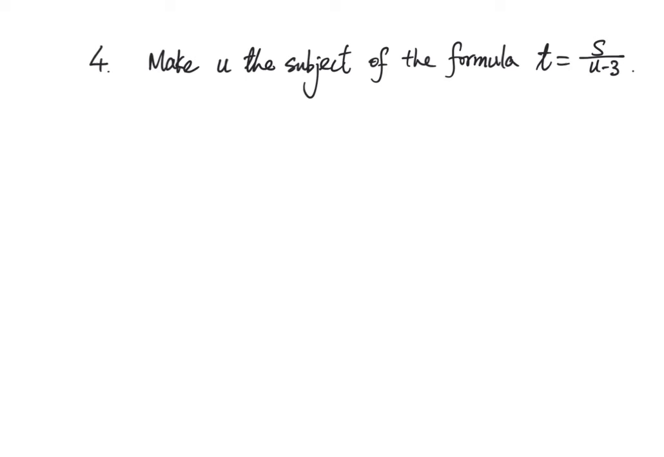Make u the subject of the formula t equal to s over u minus 3. So let's copy down the formula first. t equal to s over u minus 3. We want u to be the subject. And we see there's a denominator in the formula, so we move the denominator to the other side first. So division, change sign, change operation. So we multiply u minus 3 on both sides.